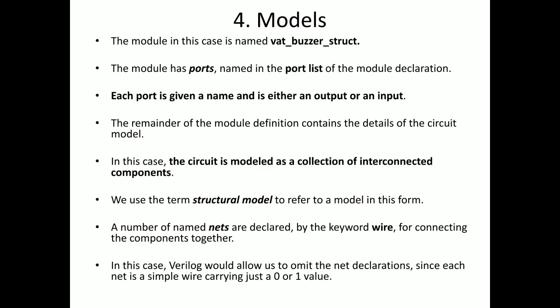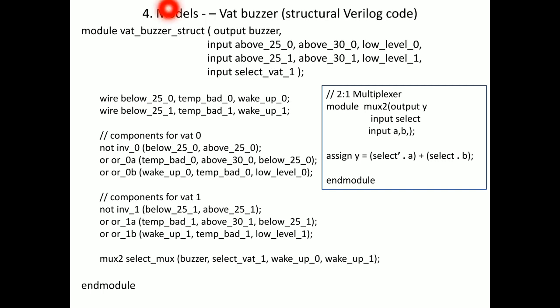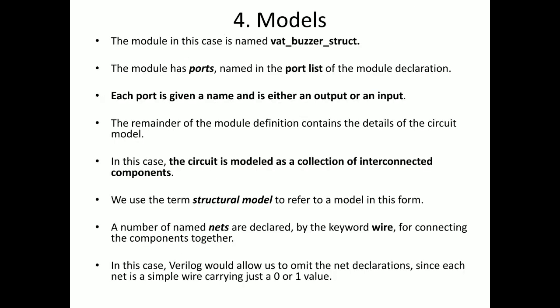Okay, in this VAT buzzer module circuit, we have given the name of the module as VAT buzzer struct. VAT buzzer struct is the name because VAT buzzer is the circuit, and struct because we are describing it in a structural way. Okay, it is struct, ending with t, not ed. Struct because it is the structural way: VAT buzzer in structural way, VAT buzzer struct.